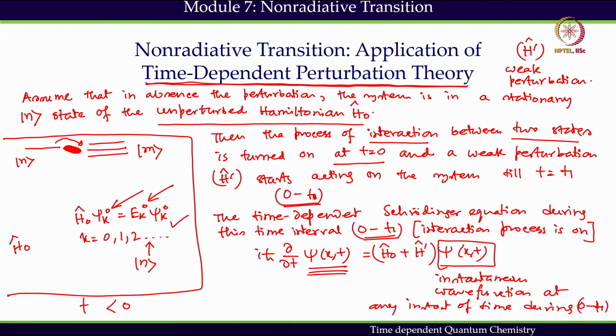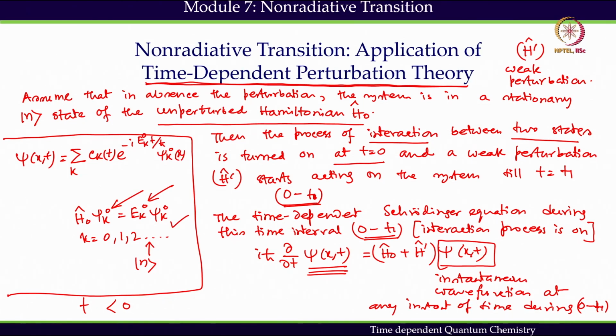And as we know, this particular wave function, the time dependent Schrodinger wave function, can be expressed in terms of its available stationary states. So psi(x,t) is expressed as the summation of c_k(t) e to the power minus i E_k^0 t by h bar, psi_k^0(x). That's the way we do that.